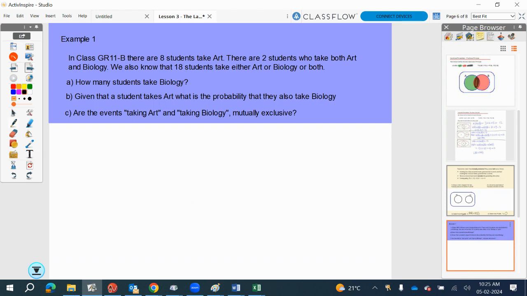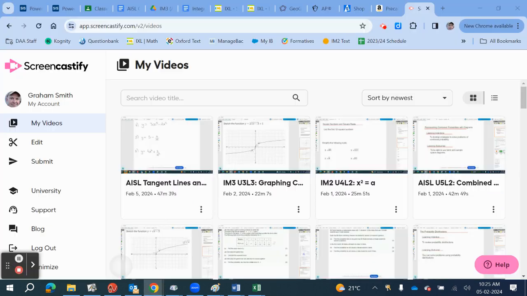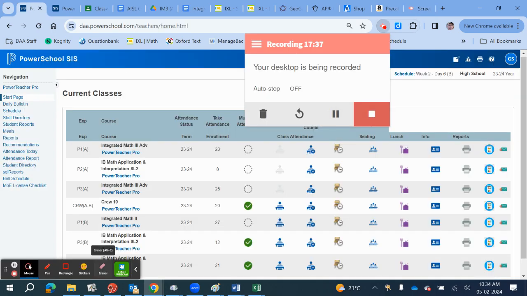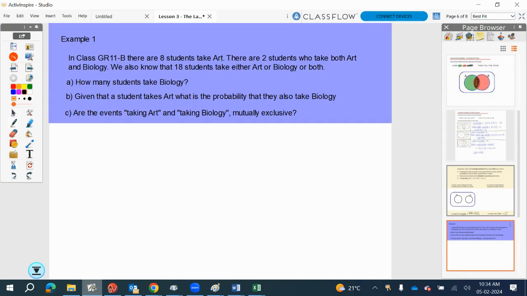All right, have a go at this question. Work together in pairs. So we need to find out how many students are taking biology. We're going to use the inclusion-exclusion principle as usual. So we've got the number of elements in A union B is equal to the number of elements in A plus the number of elements in B minus the number of elements in A intersection B.